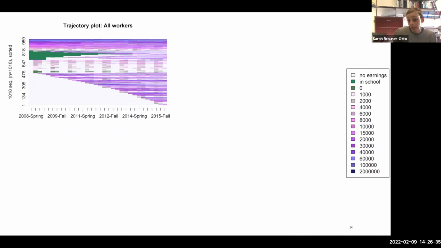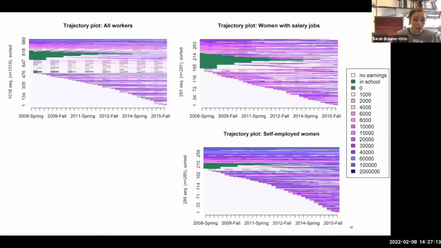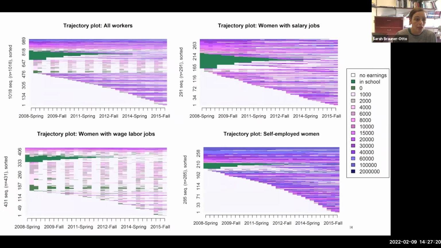And that matters for things like earnings too. So we did collect how much people earned per quarter, and I have plotted this across the board for women who were working. Again, a darker color means higher earnings, and this is for all workers. Here you see women with salaried employment and self-employment, and you can see the colors get much darker with self-employment and much, much lighter for wage labor.